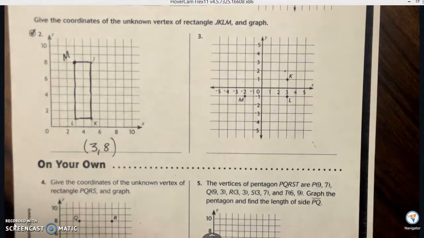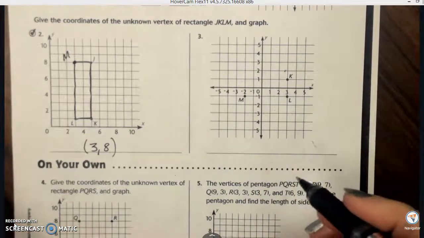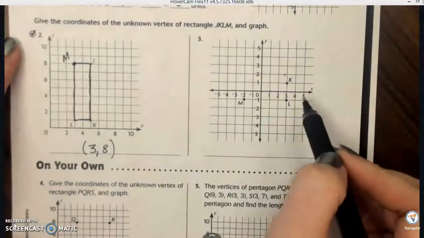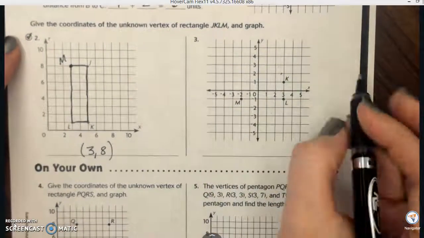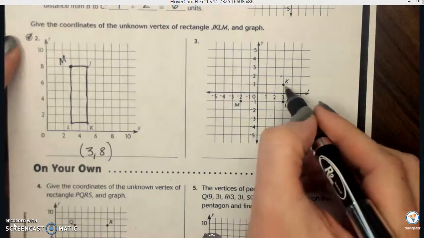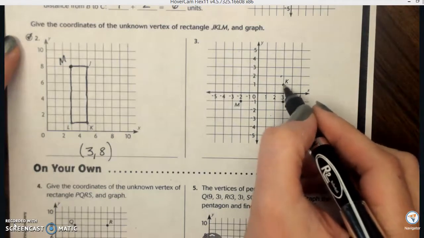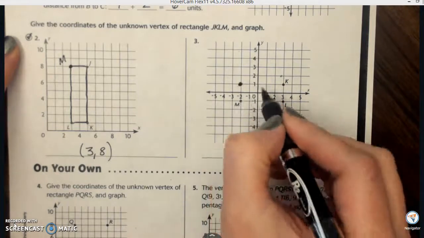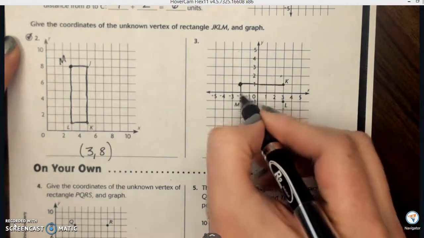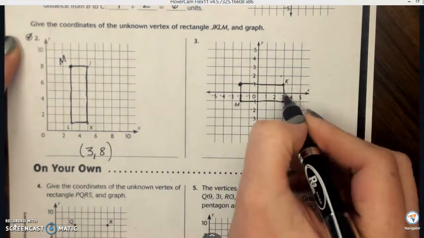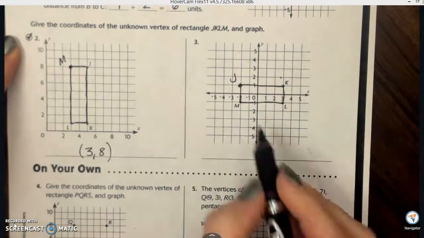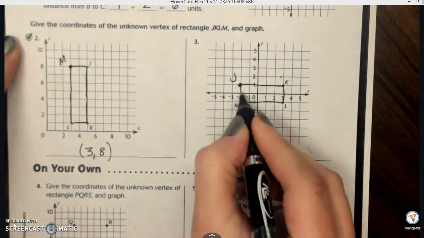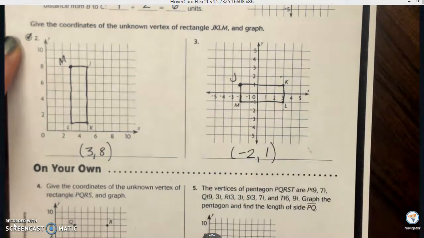Alright, number 3. So again, we have a rectangle. It's still named JKLM again. So notice right here that the distance between K and L is 2. So let's start at M and go up 2. And that gives me the missing letter this time, which is J. So for J, my X is -2 and my Y is 1.